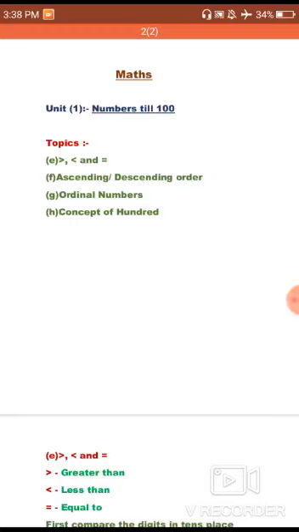Good morning, kids. I'm Suman ma'am, and this is the second part of Unit 1, Numbers till 100. The topics that we will cover today are greater than, smaller than, and equal to, ascending, descending order, ordinal numbers, and concept of 100.